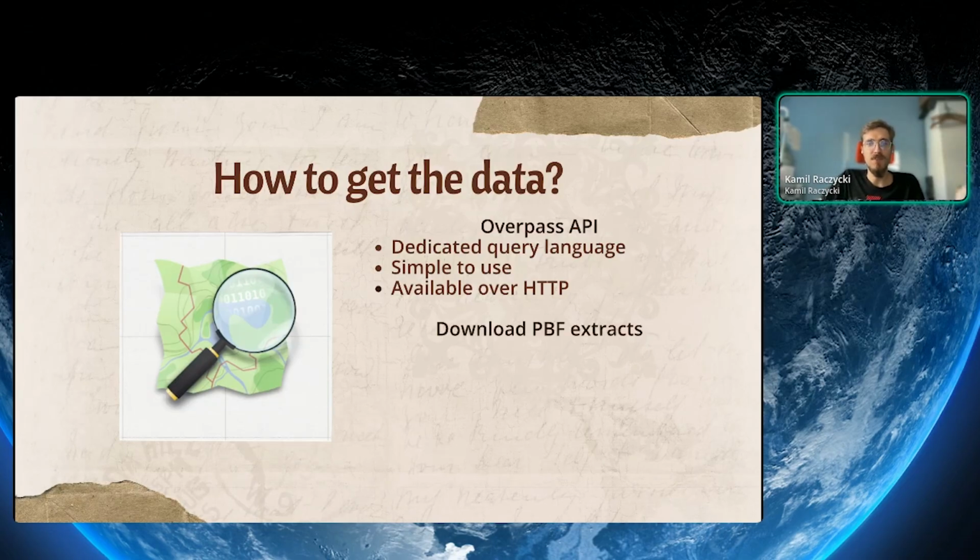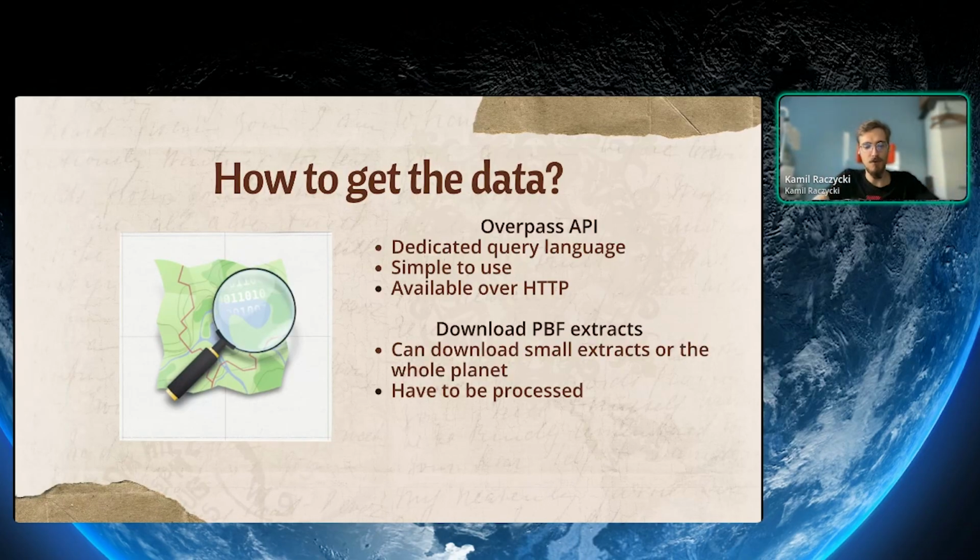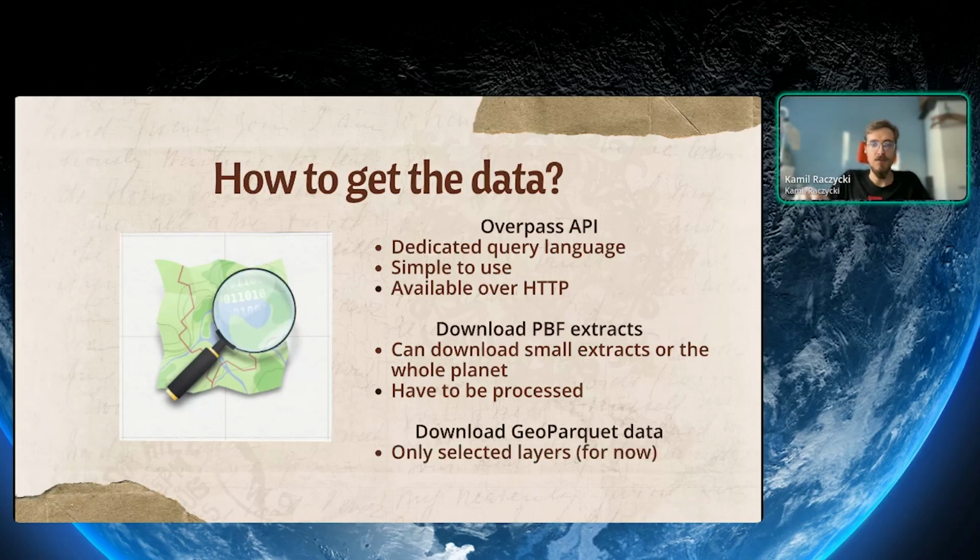Then you can download something called PBF extracts, and you can get either small extracts for a single country or for a city, or you can get the whole planet. But this data has to be processed to get geometries. And then there's also GeoParquet data that you can get from OpenStreetMap USA. They created a tool where you can download GeoParquet data, but only predefined layers. So not all the data, but only buildings, roads, boundaries, and I guess places or settlements.